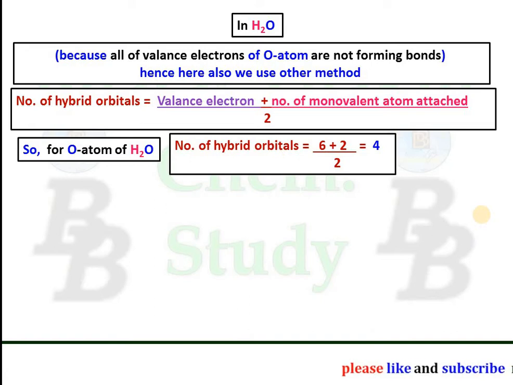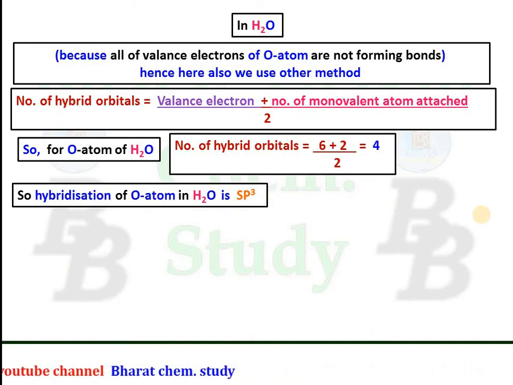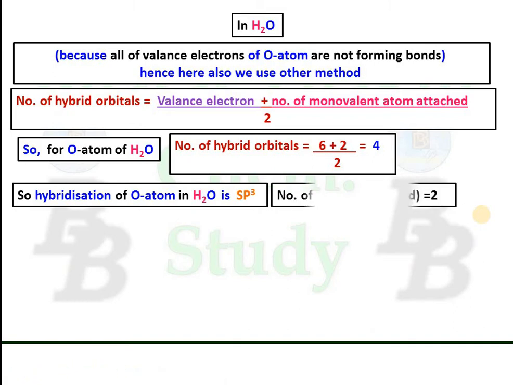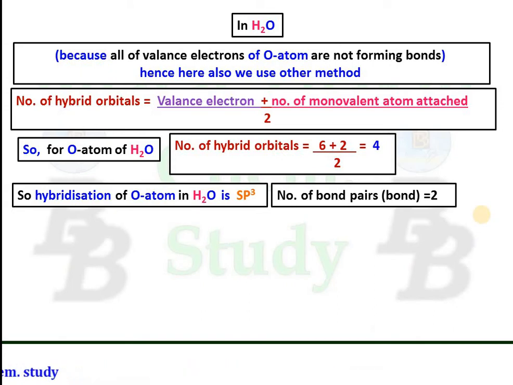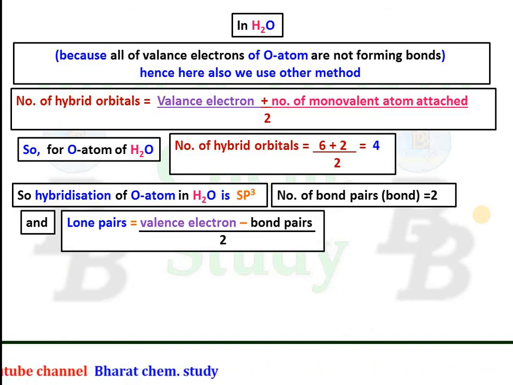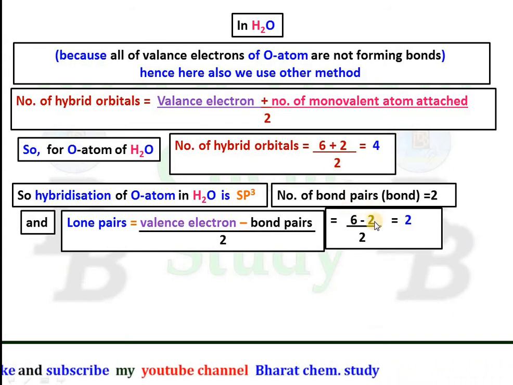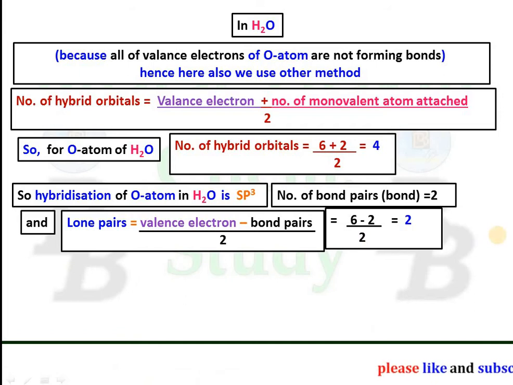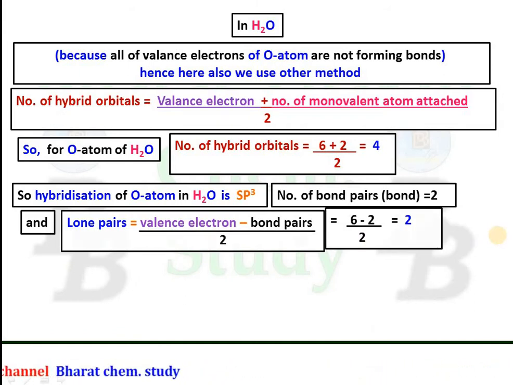Because of 4 hybrid orbitals, the hybridization of the oxygen atom in water will be sp3. Because oxygen is forming 2 bonds, the bond pairs in the water molecule are 2, and the number of lone pairs can be calculated as valence electrons minus bond pairs, divided by 2. The valence electrons in oxygen are 6 and 2 bond pairs are present, divided by 2. So in the water molecule, the number of lone pairs on oxygen comes to be 2.